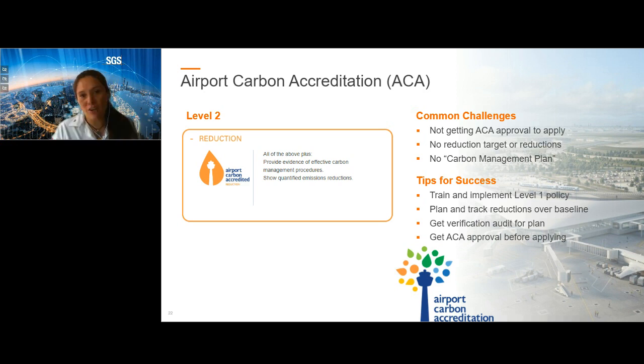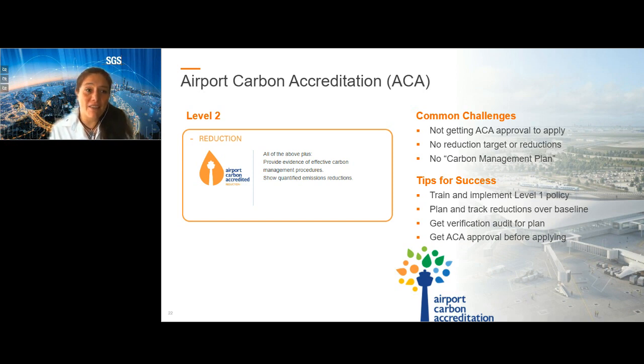So if you are going to apply to level 2, it's good that you let Airport Carbon Accreditation know in advance, and especially if you are going to do it in a year that is not the second year. So it's the next year, better first to contact Airport Carbon Accreditation.